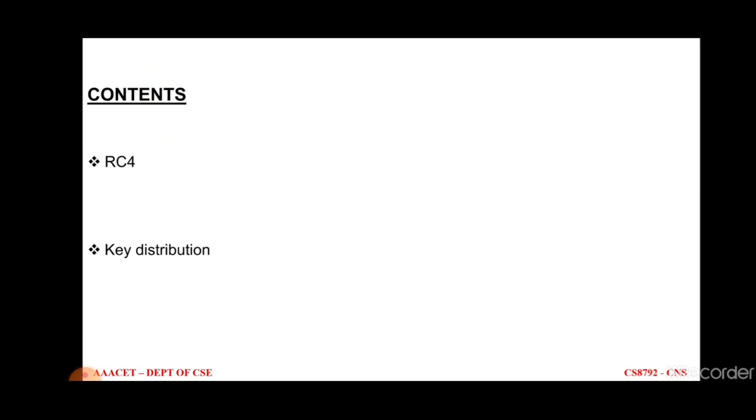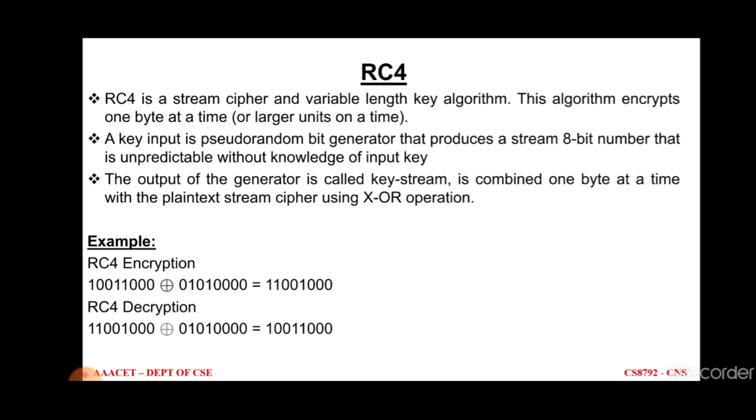The topics are RC4 algorithm and key distribution. First one is RC4. RC4 is a stream cipher, and it has a variable length key algorithm, and the particular algorithm encrypts one byte at a time. That's why the cipher is called a stream cipher.